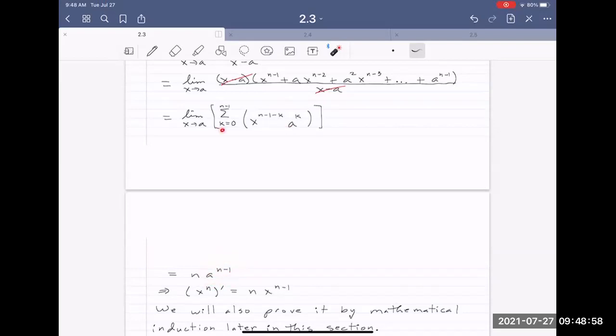And how many do I have? Well, they go from 0 to n minus 1. That's n of them. So there are n of these a to the n minus 1s. Therefore, the derivative of x to the n is n times x to the n minus 1. So this is yet another derivation of the power rule. Any questions about that? Any questions on that derivation?